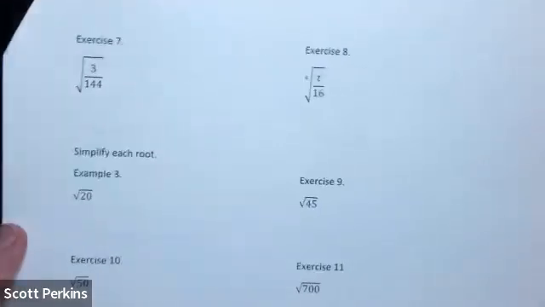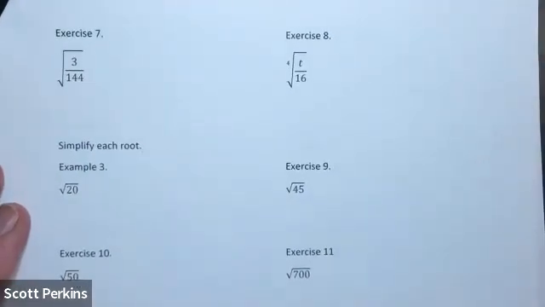Let's flip the page. There's another quotient rule problem at the top for you to do. Exercise 7. Simplify the square root of 3/144.